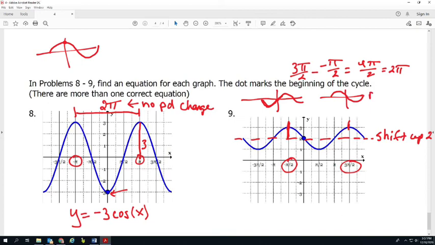So this is a reflection. So I need to show that in my equation. I'm going to have y equals a negative sine. That shows the reflection of x. We didn't do any period change, so no b value, but I did shift it up 2, so I need to show that plus 2.